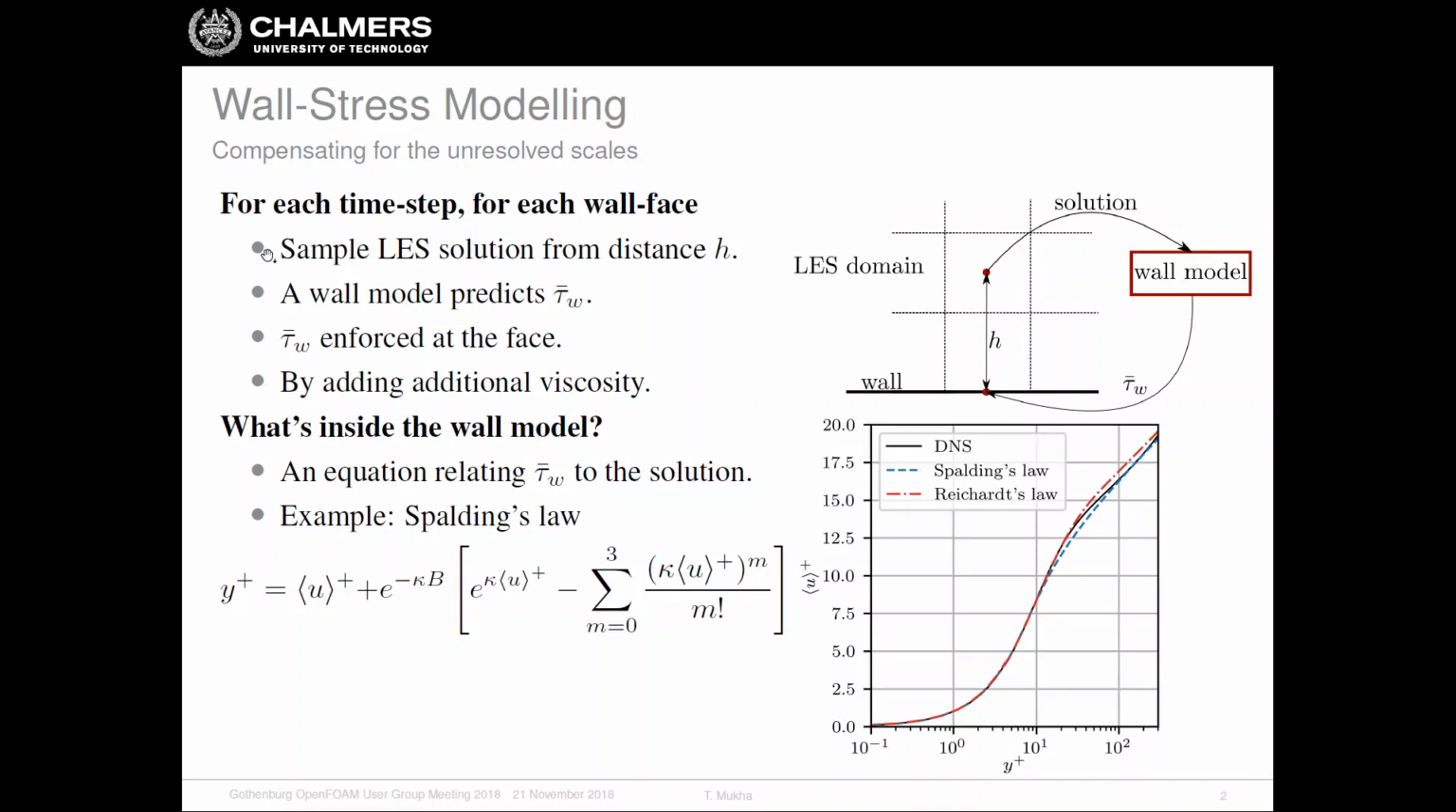The first step of the procedure is that we sample the solution of the LES from some point at a distance h from the wall. So let's look at this figure. We have the LES domain here, this is the grid, this is our wall, and we're now looking at this wall face. What we're going to do is go up a distance h from the wall, and from this point we're going to sample the solution to our Navier-Stokes equations. It can be the velocity values, the pressure values. We can also compute some kind of derivative quantities, for instance the pressure gradient. Basically whatever we want to grab from our LES solution we can grab.